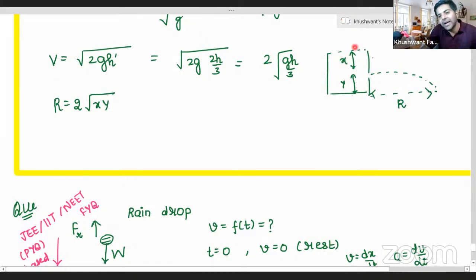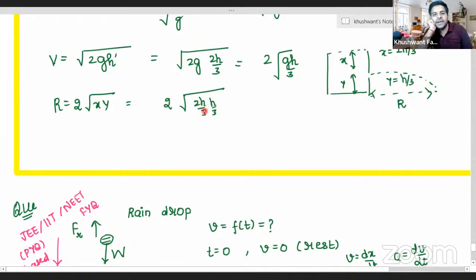So in our question, what is x? Aliza, we just calculated 2h by 3, and what is y? Equal to h by 3. Yes. By this substitution, how much range will come? 2 times under root of 2h by 3 into h by 3. Very good, super. Are we clear on this?